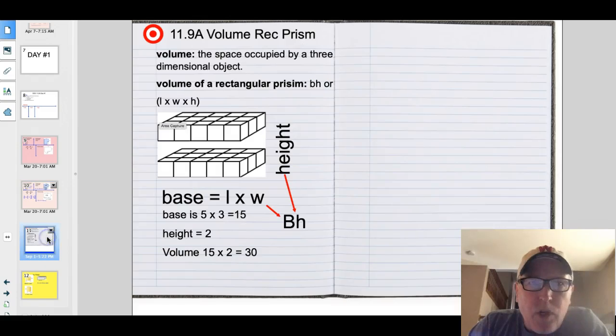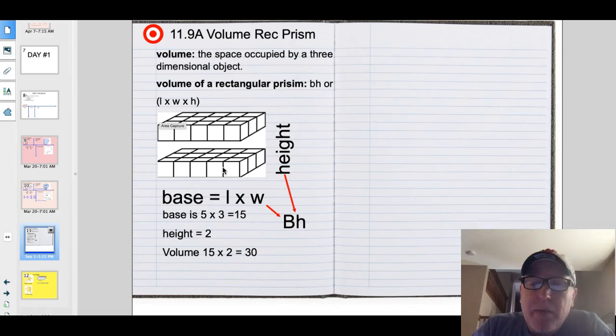All right, today we're going to be doing the volume of rectangular prism. We can take a look at this one here. We can find out that it's 1, 2, 3, 4, 5. It's 5 wide, and it's 3 deep, and it looks like it's 2 high. So we've got 5 times 3 gives us this base up here of 15, and then it's 2 layers high. It's like a layer cake. So you have to multiply that 15 times 2, which equals 30.